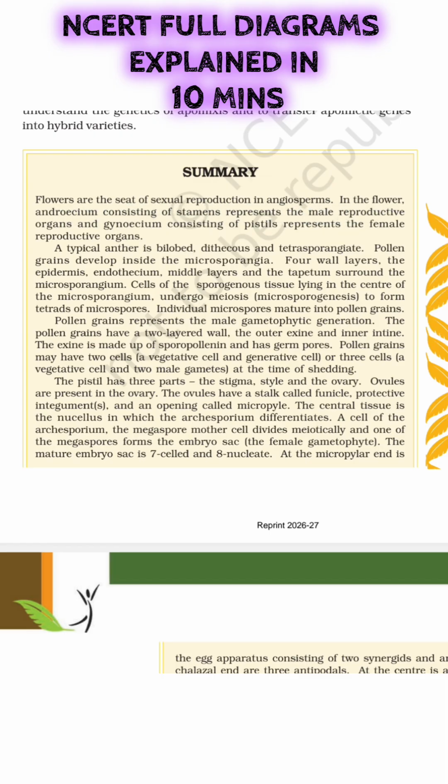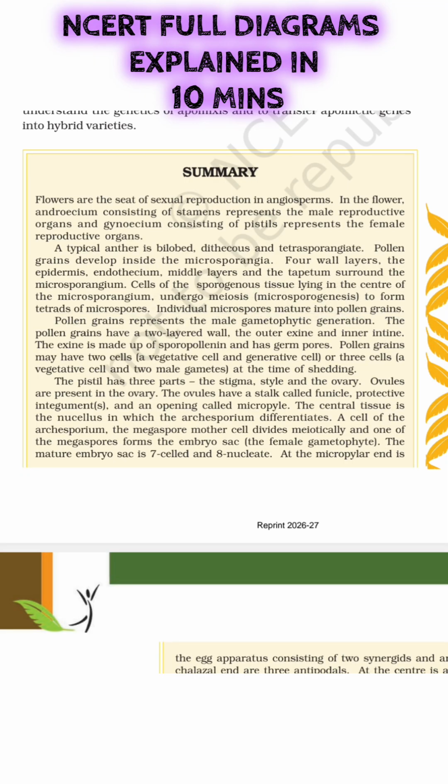Summary: flowers are a seat of sexual reproduction in angiosperm. In flower, androecium consisting of stamen represents the male reproductive organs, and gynoecium consisting of pistils or carpels represent the female reproductive organ. A typical anther is bilobed, dithecous, tetrasporangiate. The pollen grains develop inside the microsporangia. 4 wall layers are there: the epidermis, endothecium, middle layer, and the tapetum, which surround the microsporangium. Cells of sporogenous tissue lying in the center of the microsporangium undergo meiosis, microsporogenesis, to form tetrads of microspores.